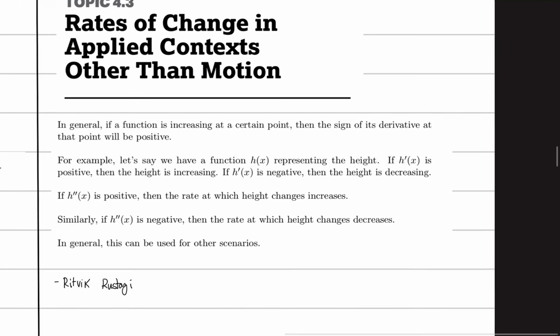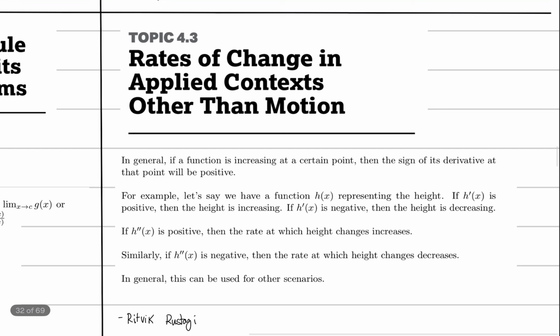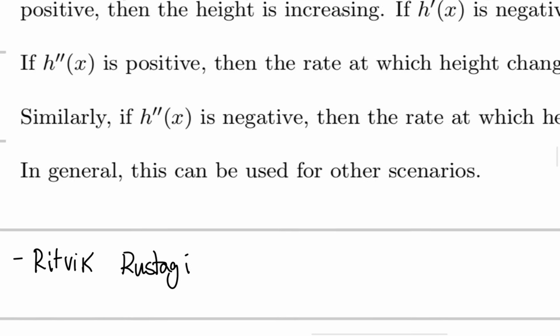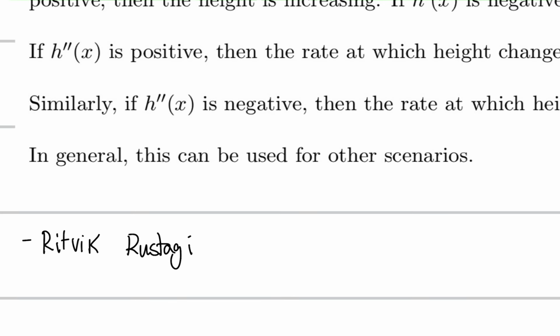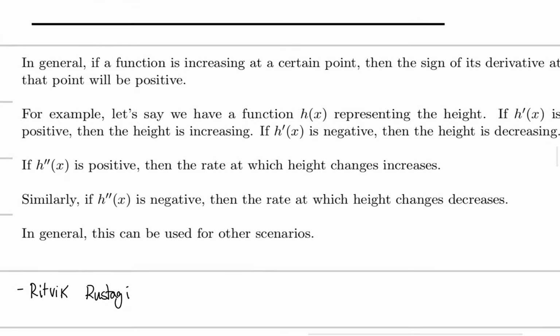Topic 4.3, our last one. I skipped it for a reason. It's because really, it's kind of easy. Rates of change in applied context other than motion. And I got this from this guy, I don't want to mispronounce his name, but this is his book. You should go check it out. It's really good. Just search it on AP Calculus AB.